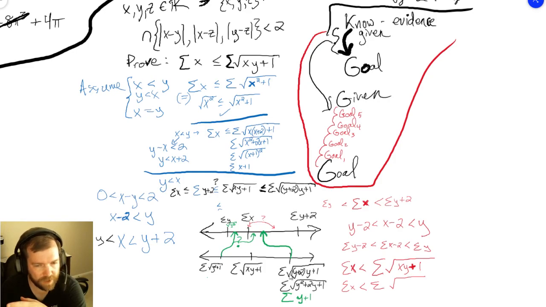This stuff down here, the sum of all square roots of y squared plus 1, is going to be the smallest thing that we can get, which has to be bigger than the sum of all y's. But we don't know how it compares to the sum of all x's.